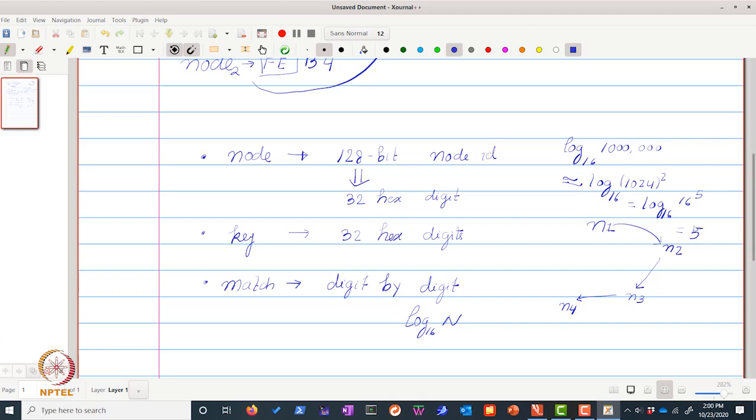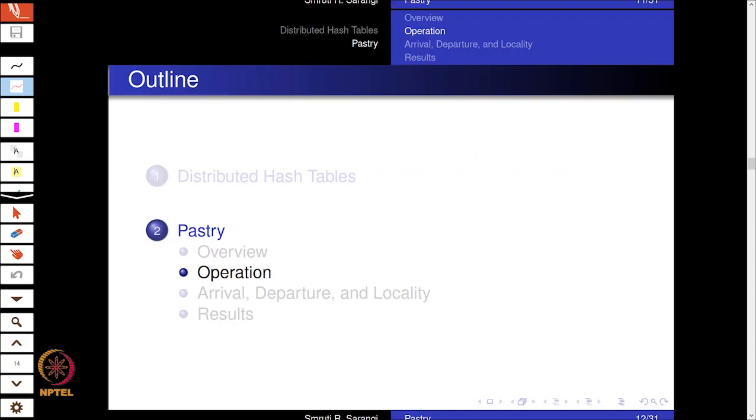So what we see is that even if we have a very large space of nodes, the routing can proceed very quickly. The reason for that is that we reduce the search space exponentially in each step. Let us now discuss the operation of the key data structures in the Pastry protocol.